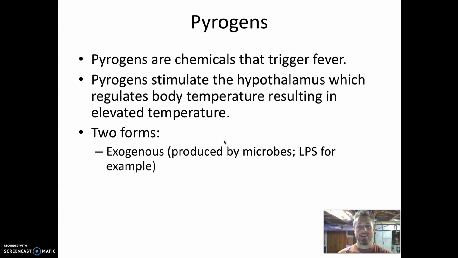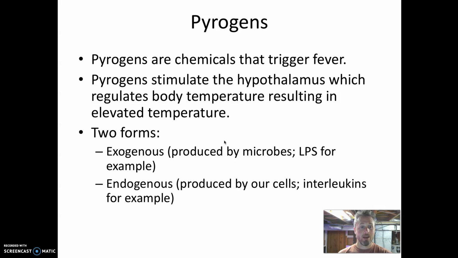Anyway, again, pyrogens can come in two different forms. Exogenous, made by microbes, not by the human cells, and LPS is a great example. And then there can be endogenous pyrogens. Endogenous pyrogens are made by your own cells, and they go to the hypothalamus and trigger fever.